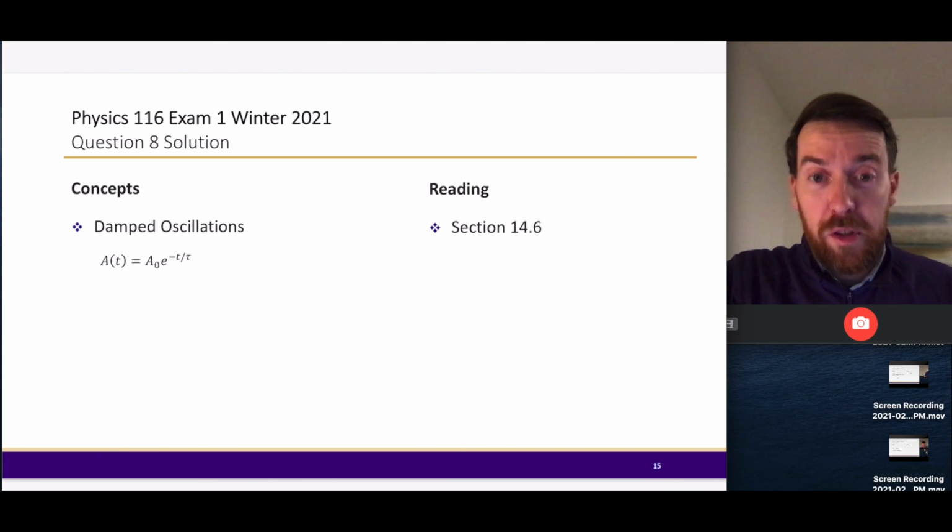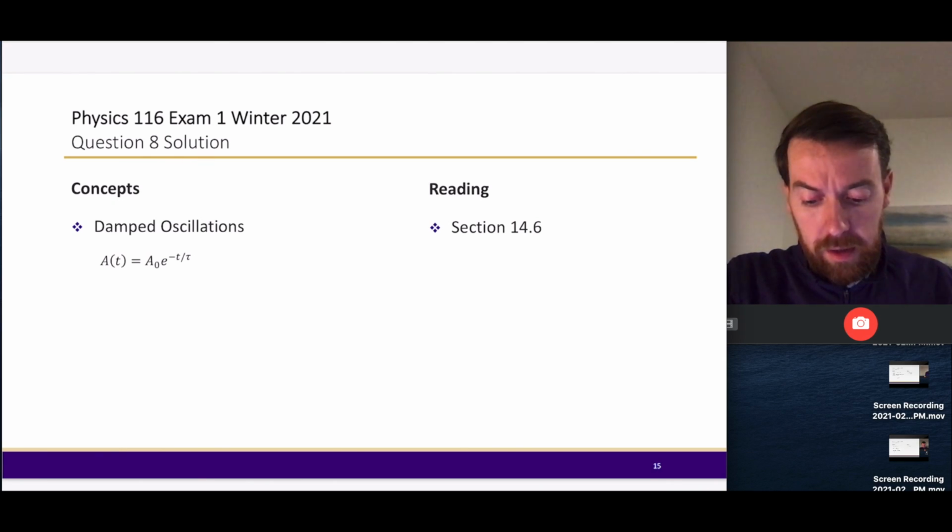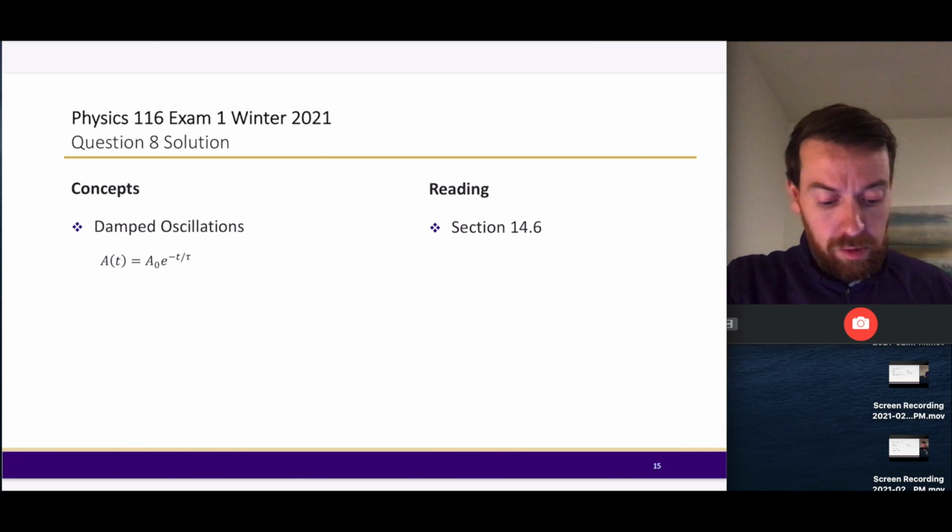So this will be the video for the solution to question 8 on the 116 exam 1 winter 21, and this question is moving into the end of chapter 14.6, which talks about damped oscillations. So we're looking at the exponential decrease in the amplitude of an oscillator when it's subject to resistive forces.